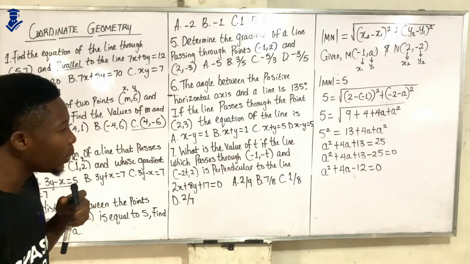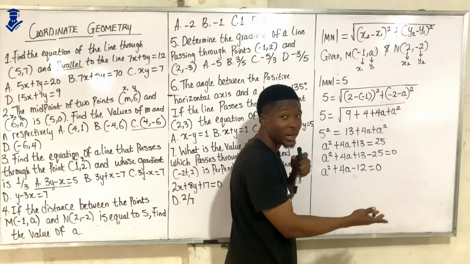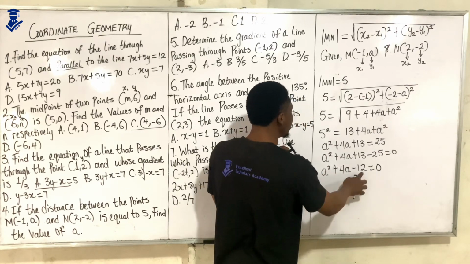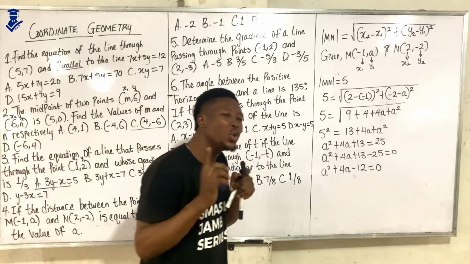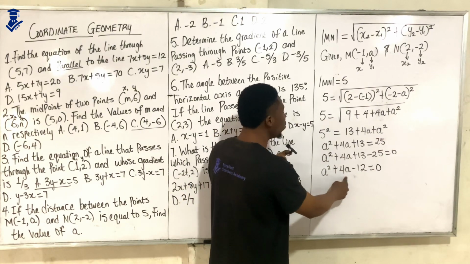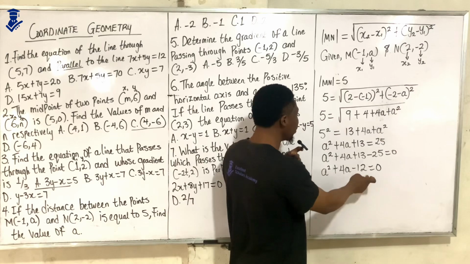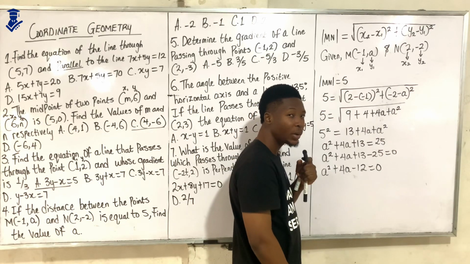Alright? Now, let's continue. Of course, this is a quadratic equation, so we're going to use the coefficient of a squared to multiply the constant. So 1 times minus 12 gives us what? Minus 12. Then we're going to look for two numbers so that when we multiply, we get minus 12, and then when we add them, we get 4.